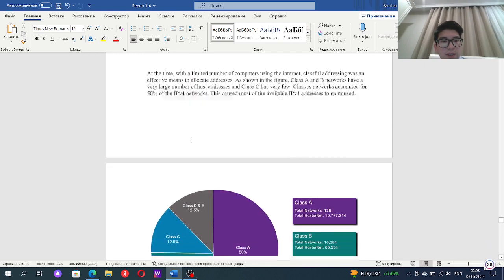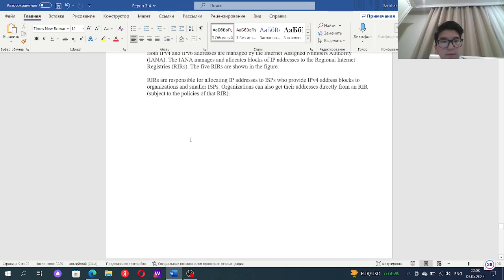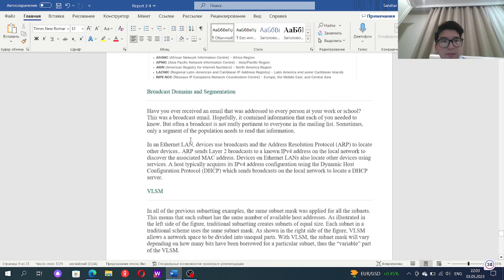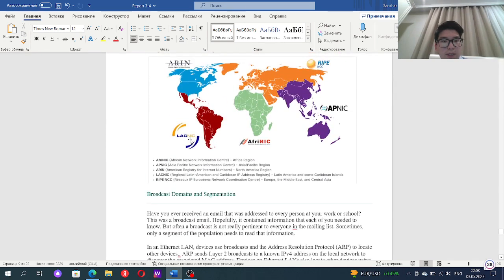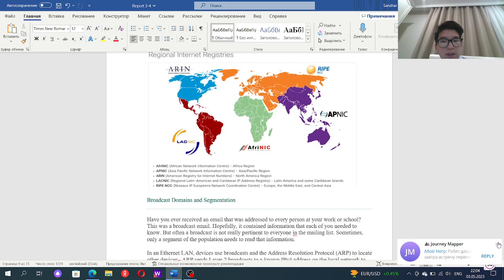Legacy classful addressing. There we can see the classes and the division of classes. So we can see the division of regional internet registries.